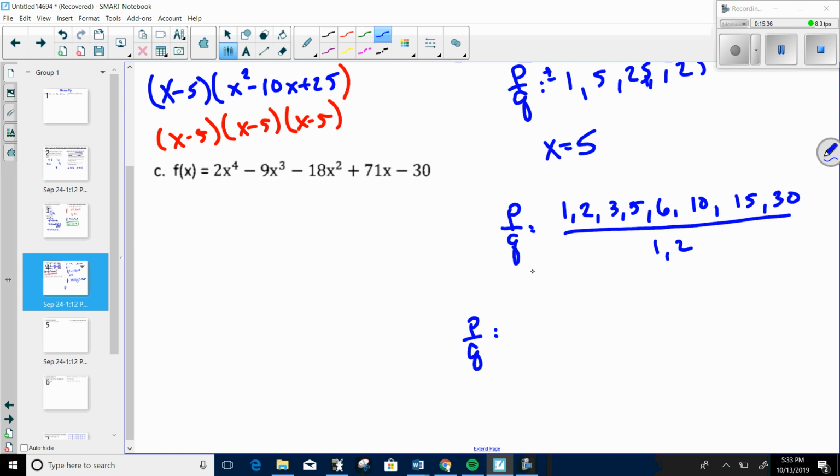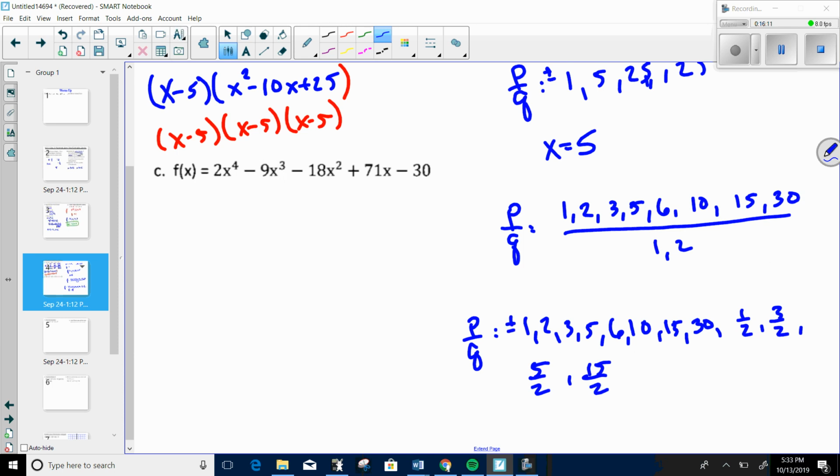1, so I'm going to list all those. All of these numbers divided by 1 are just all of those. 1, 2, 3, 5, 6, 10, 15, and 30. And then I'm going to do all those numbers divided by 2. 1/2. 2 divided by 2 is 1. I don't need to write it again. I've already got it. 3 divided by 2. 5 divided by 2. 6 divided by 2 is 3. I've already got it. 10 divided by 2 is 5. I've already got it. 15 divided by 2 I don't have. And then 30 divided by 2 is 15. So these are all my possibilities. Remember, it's positive and negative of those.